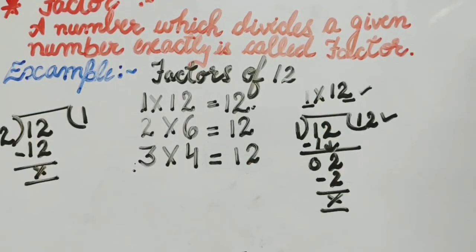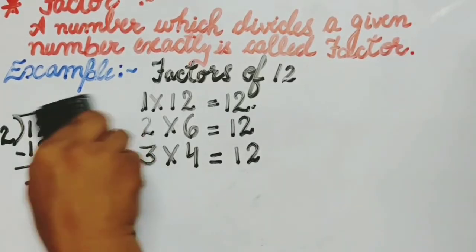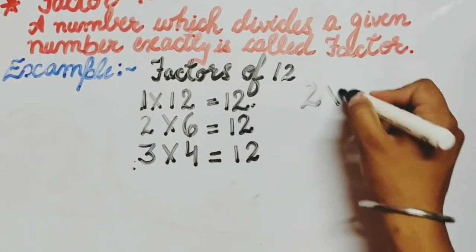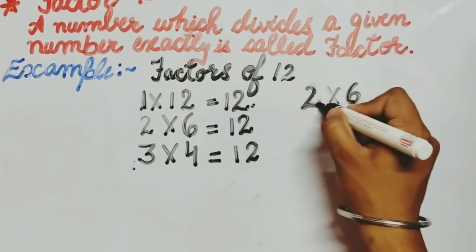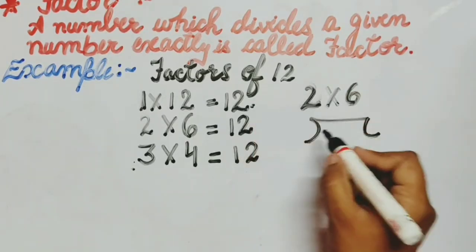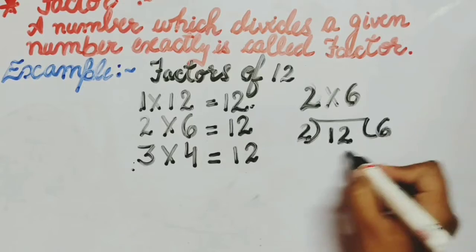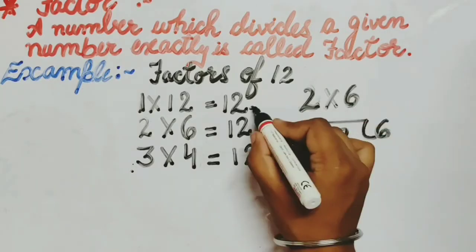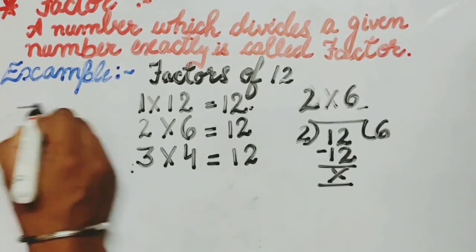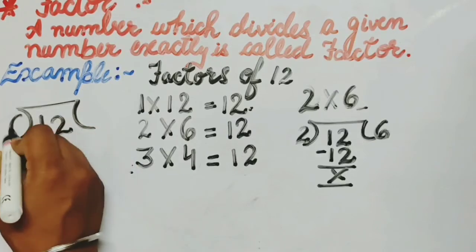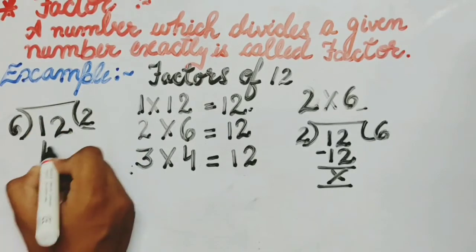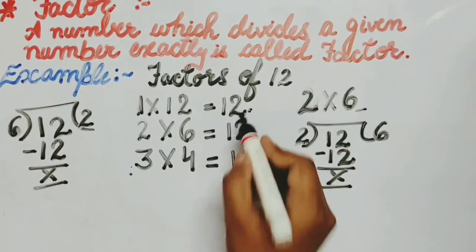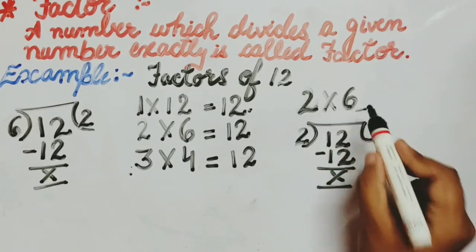Let's discuss the second pair. My second pair is 2 multiply 6. Let's divide the product by 2. 2 6s are 12. Now, let's divide the product by the second factor, that is 6. 6 2s are 12. It means I can say that 12 is divisible by 2 and 6.